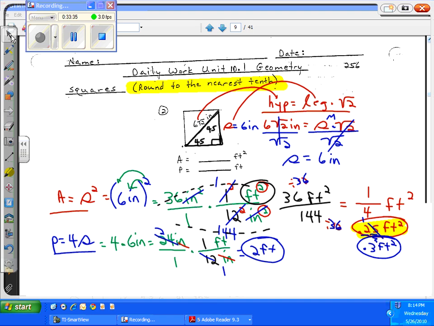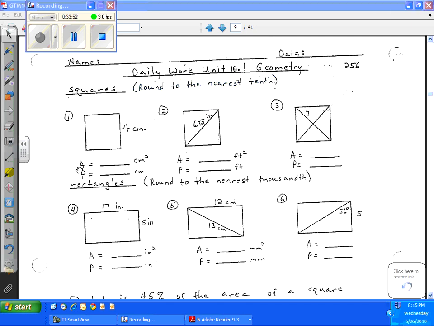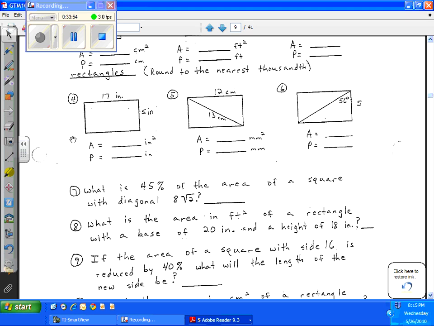Okay? All right, be sure and answer according to the directions. Read all the fine print. Okay? All right. We'll let you play with the rest of those squares.